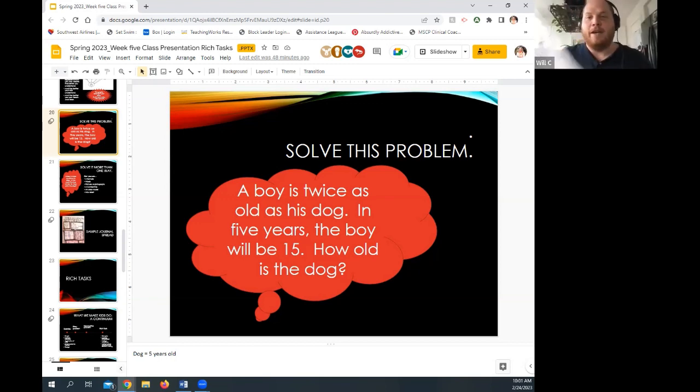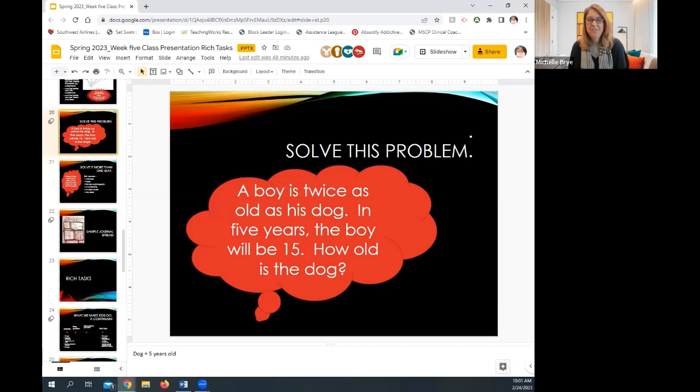So I have 2 ways. I have the formula way over here, and then I also drew a picture where I just drew the boy and his dog, and then the boy and his dog 5 years later. And I said that if in 5 years he's 15, then back here he must be 10. And so the dog is going to be half that age, so the dog is 5. And then just like the formula way of doing that same picture. Good. Awesome. Thank you.